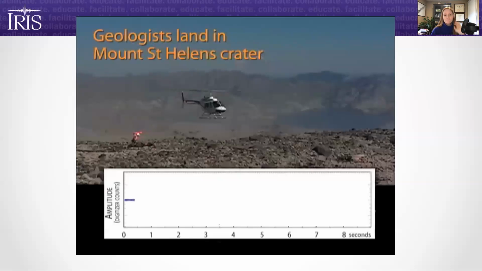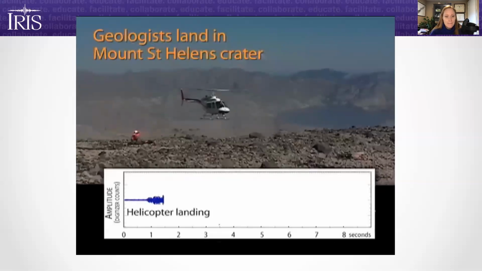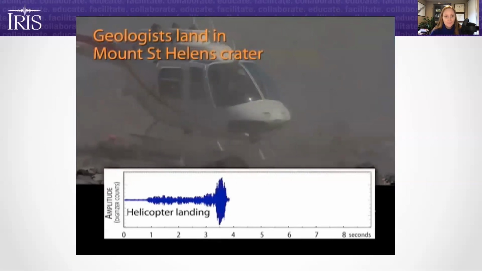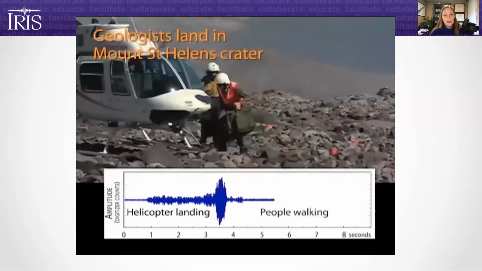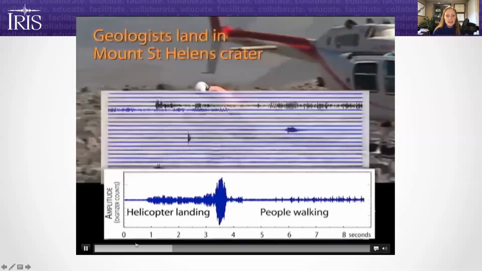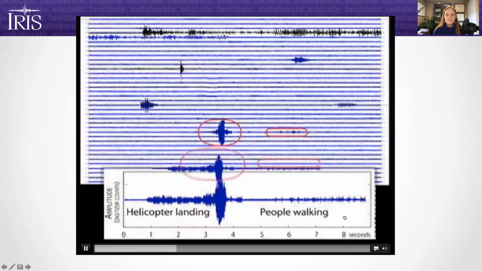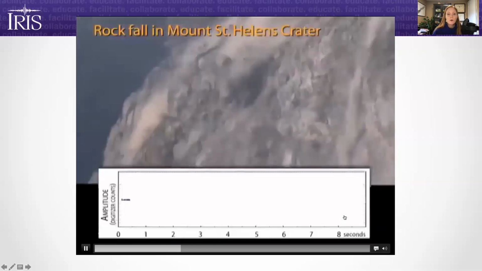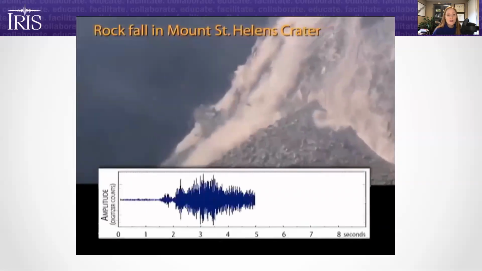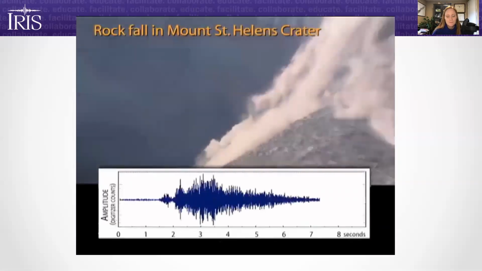Next, we're going to see a helicopter landing in the Mount St. Helens crater. So you can see the helicopter lands, and now you can see people walking. See how this is different looking than the last one we saw? The shape of these squiggles help us to identify what caused the squiggle. This is a rockfall in the Mount St. Helens crater.